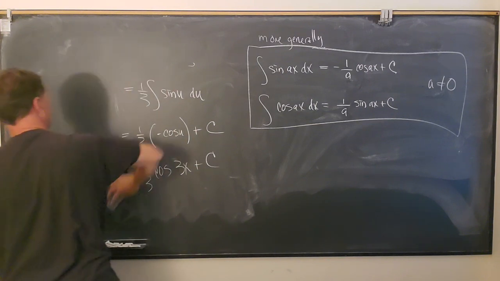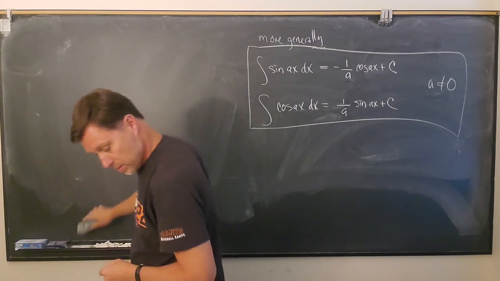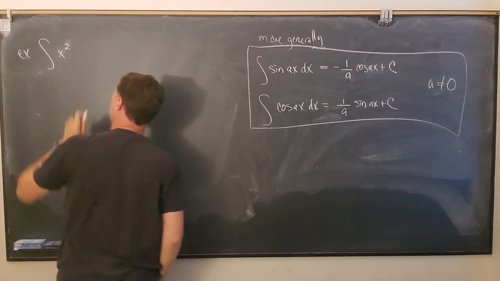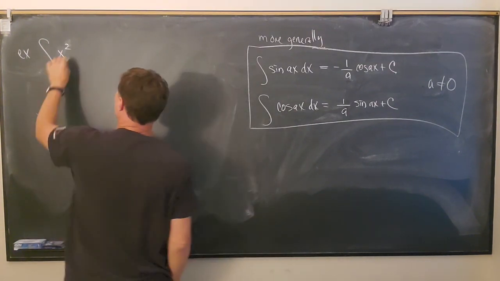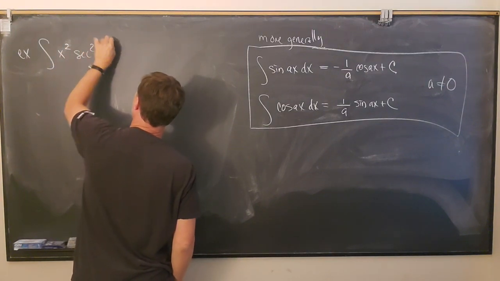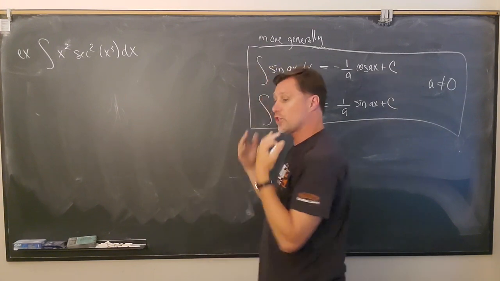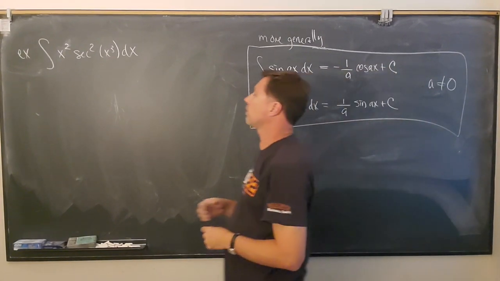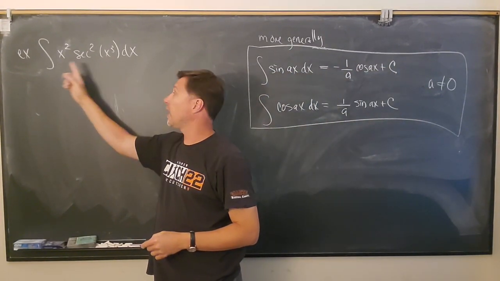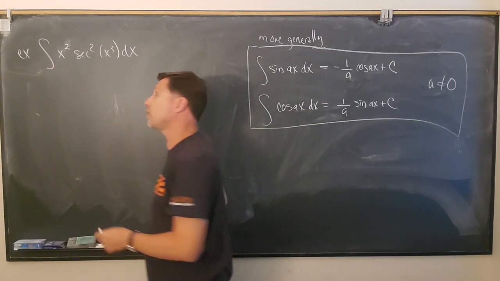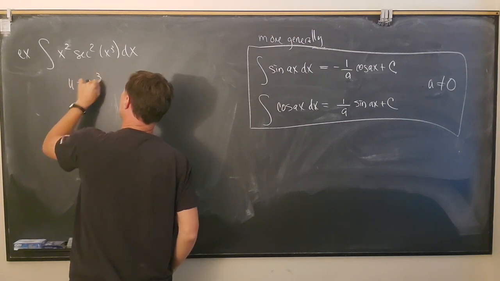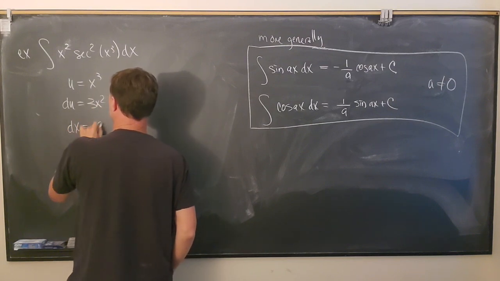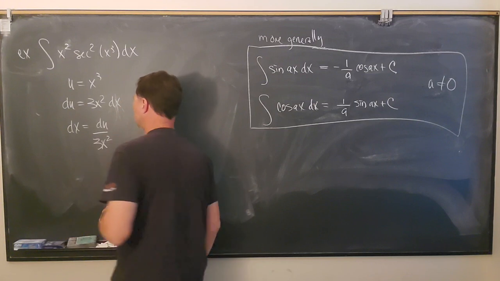Okay, so let's do some more examples now of substitution. So here we've got integral x squared times secant squared of x cubed dx. So remember, you want to choose some portion of the integrand whose derivative is a multiple, if possible, of some other. If we choose u equal to x cubed, then its derivative will be 3x squared. So that seems like a good choice for u. U equals x cubed, du equals 3x squared dx, which means dx equals du over 3x squared.